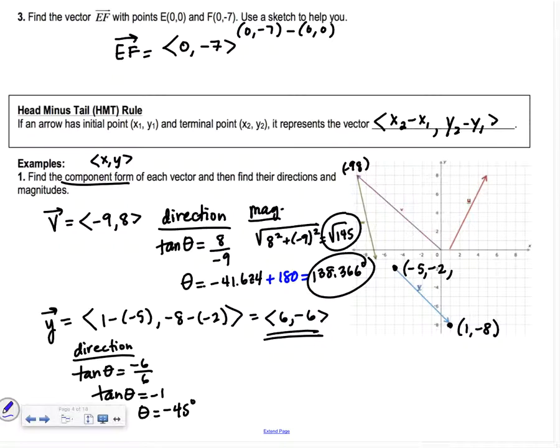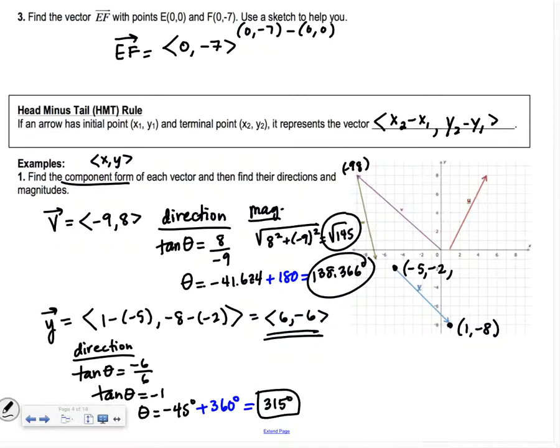Is that where we want it? We want it to be like this angle here. Let's add 360. So plus 360. I don't know why I'm doing this in my calculator. So I get 315 degrees. Does that make sense?